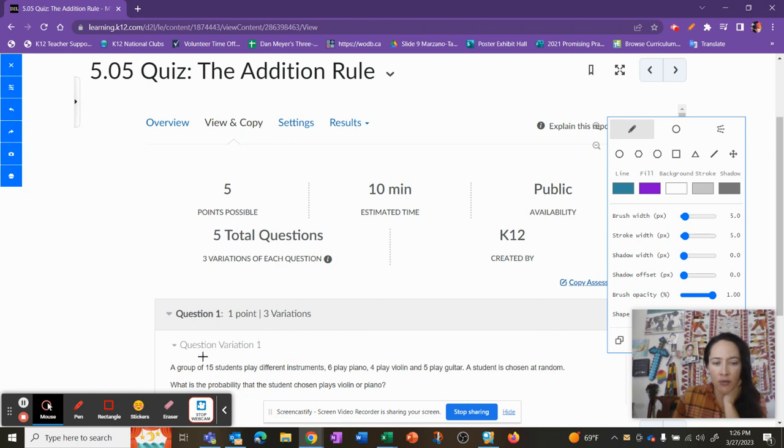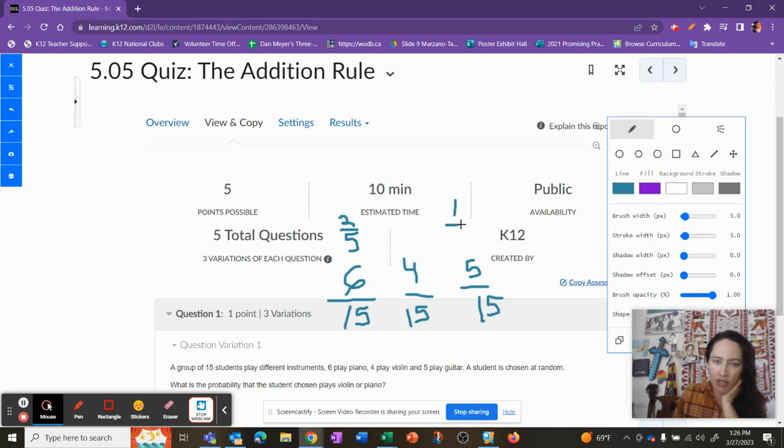favorable outcomes. So if there's 15 students, 6 out of 15 play piano. That is the probability that you choose at random from that group that somebody will play the piano. 4 out of 15 play the violin. That's the probability they play the violin. And 5 out of 15. Some of these can simplify, right? What does this simplify to? 2/5. This one doesn't. This one simplifies to 1/3.